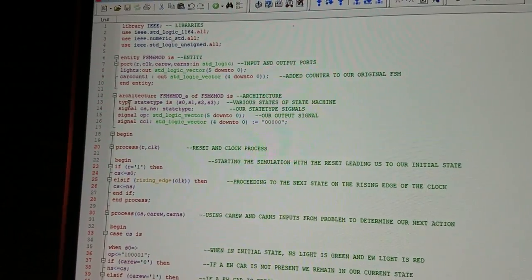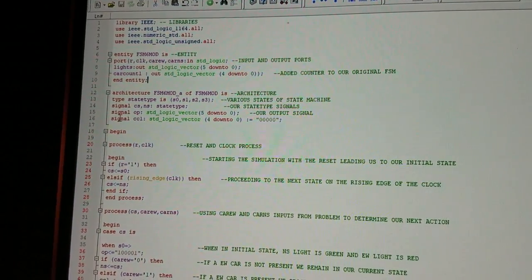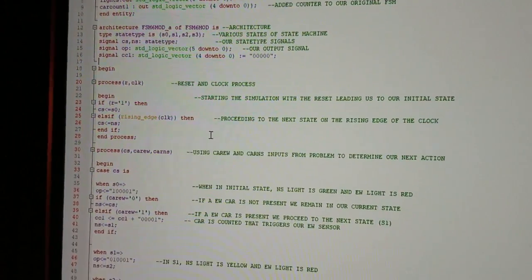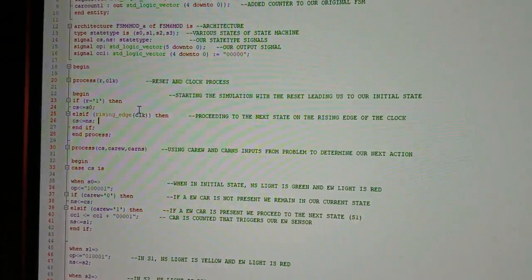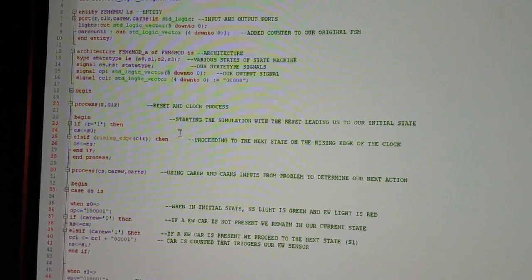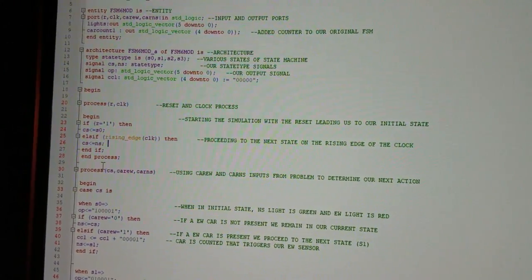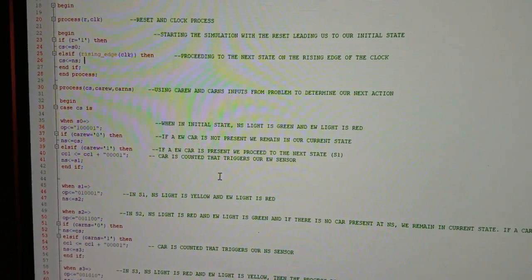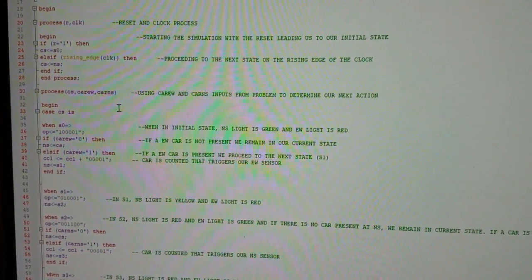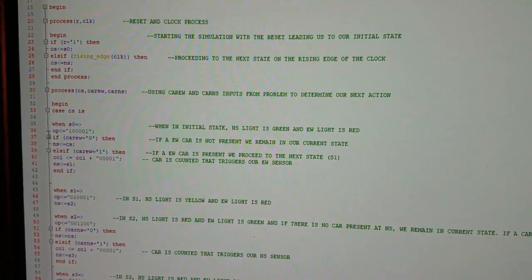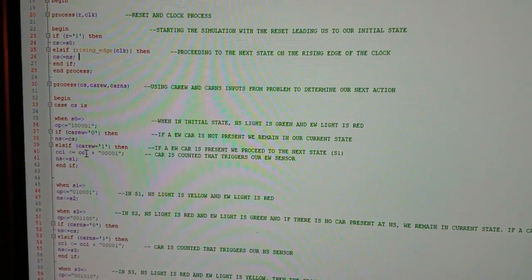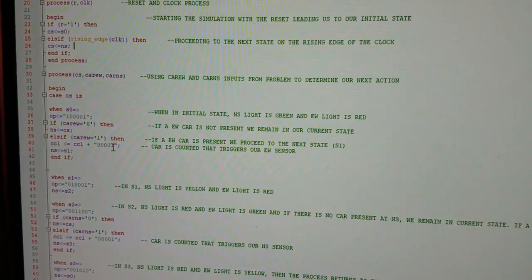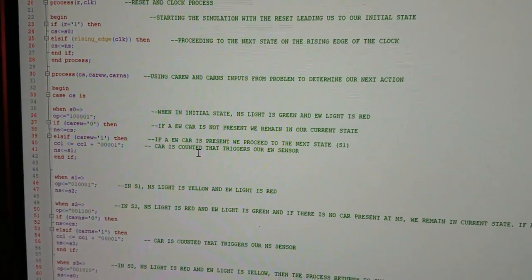And then moving down to our architecture, we have our added signal here, our 5-bit signal, and that comes into play again. You still start simulation with the resetting clock process, which precedes in that state, that's your clock, just like so. Pretty self-explanatory. And then moving on to our process, where we added our extra line of code was here, in which we are counting our car that triggers the east-west sensor.